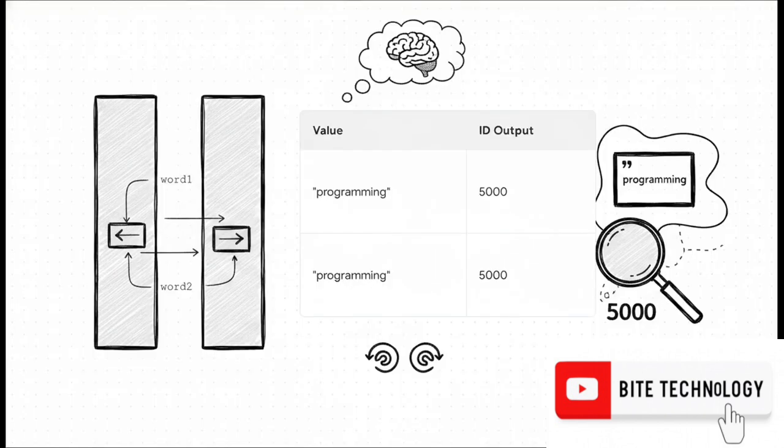Let's look at 2 separate variables, word1 and word2. We're going to give them both the exact same string value, the word programming. Now, when we run our magnifying glass ID function on both of them, they output the identical memory address. Let's say in this example, it's 5,000. Even though they're 2 entirely different variables, Python was smart enough to only create the object programming once in the heap. Both variables in the stack are just holding the address 5,000, pointing to the exact same object.